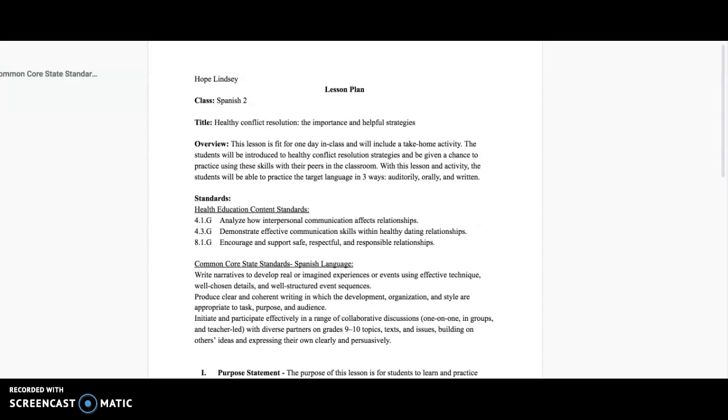Here I have it titled Healthy Conflict Resolution, the Importance and Helpful Strategies. I developed this lesson plan for Spanish 2 students. I feel as though Spanish 2 students have the skill set that I am looking for in completing this lesson. This lesson is fit for one day in class and will include a take-home activity.